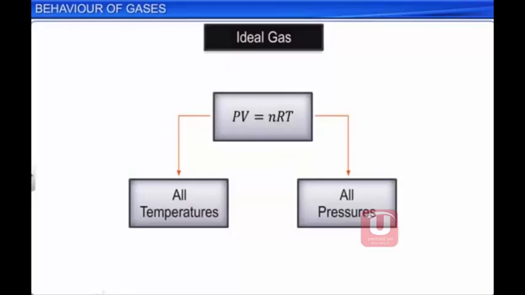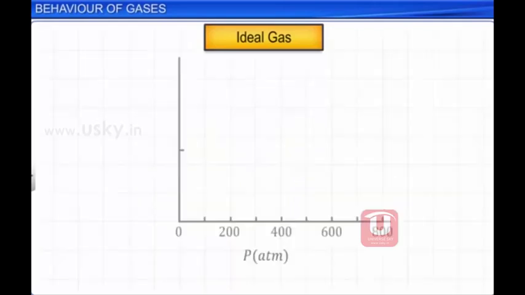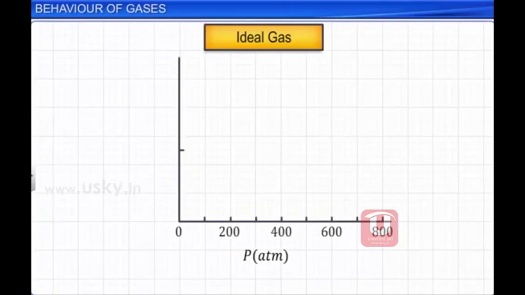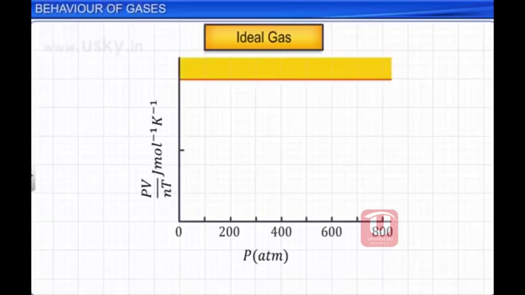A gas that satisfies the ideal gas equation at all temperatures and pressures is defined as an ideal gas. The concept of an ideal gas is merely a theoretical concept. In practice, there is no ideal gas. If we plot a graph by taking pressure on the x-axis and PV by nT on the y-axis, the graph is a straight line parallel to the x-axis for an ideal gas. That is, the value PV by nT is constant even when pressure changes.